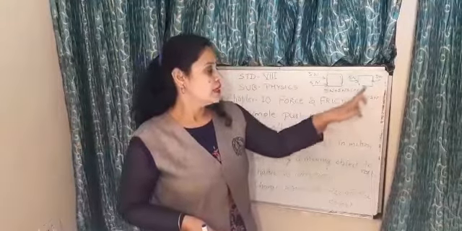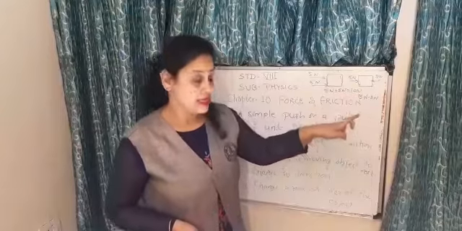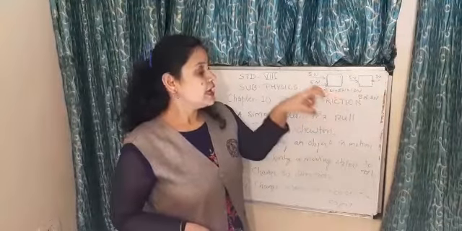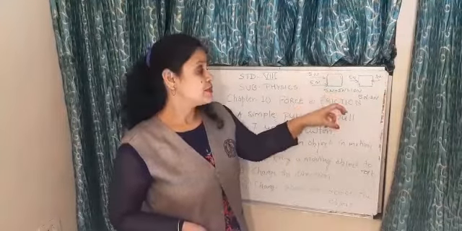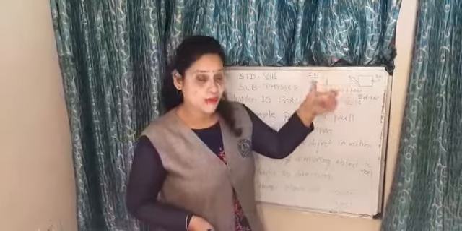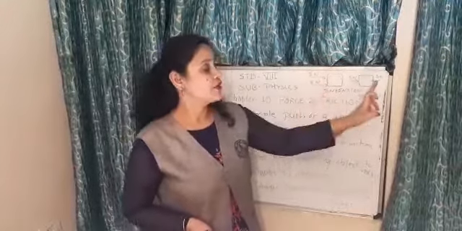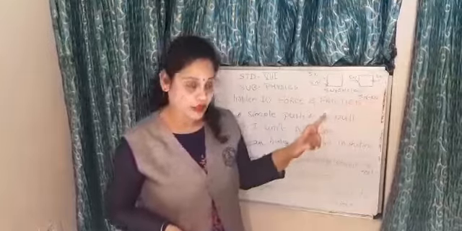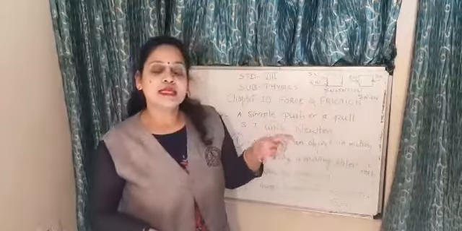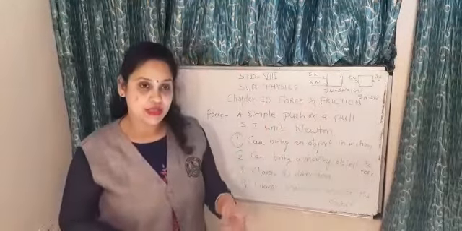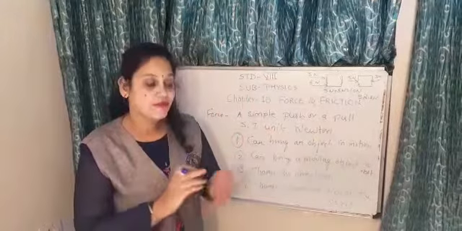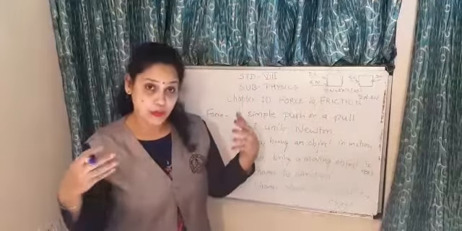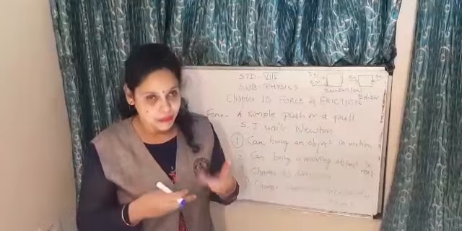So the forces will be subtracted and the body will experience the effect of the higher magnitude of force, means it will move according to the direction of this 5 Newton force. Okay. So when two forces are applied on an object in same direction, their magnitude will get added up. When the two forces are applied on an object in opposite direction, their magnitude will get subtracted.